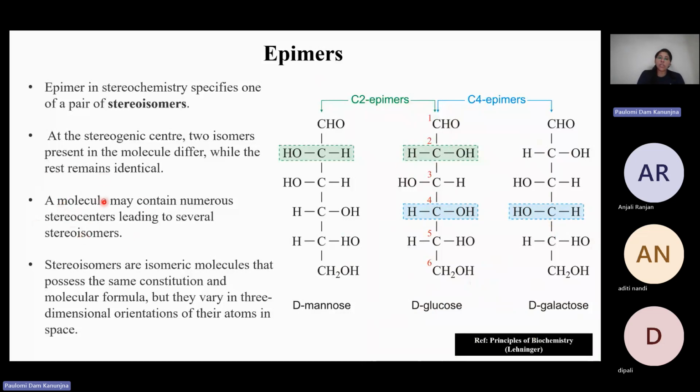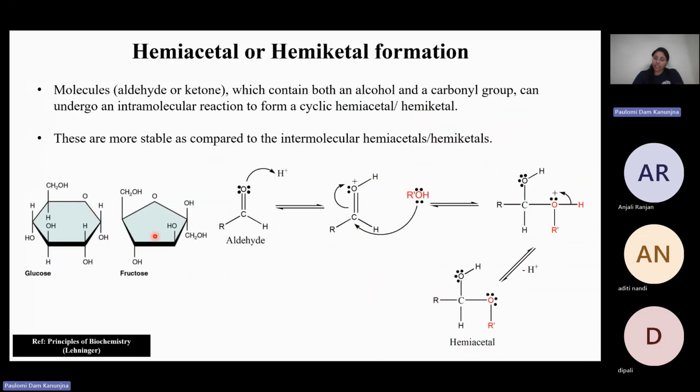And this is what is referred to in the third point. So a single molecule can have several stereocenters, which is what leads to it having several stereoisomers. The same molecule D-glucose is a C2 epimer with D-mannose, while it is a C4 epimer with D-galactose. Epimers are basically the site where they are different from each other. That one site. Right. This is something they understood.